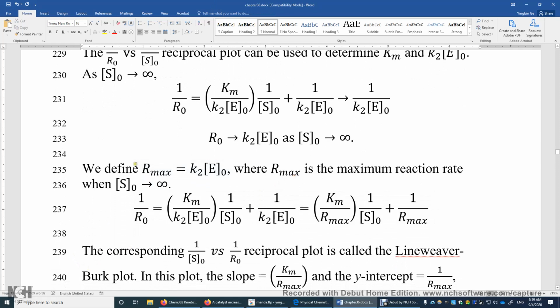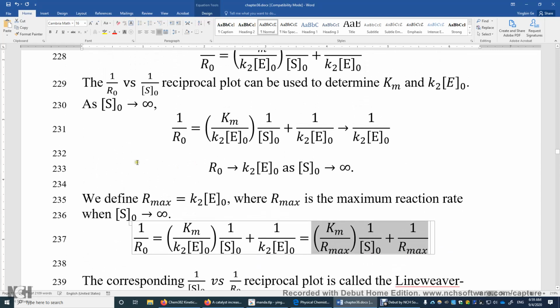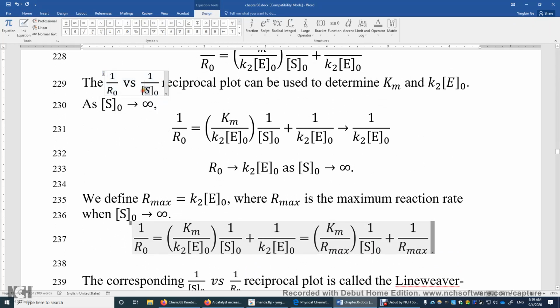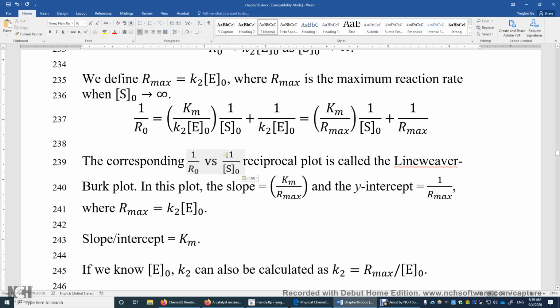The reason we define this R max is, again, to simplify this equation. Now 1 over R naught is simply this. The intercept is 1 over R max. The slope is Km over R max. Alright, and again, we can just make this 1 over R naught versus 1 over S naught plot. Sorry about this. This should be a regular font. By the way, 1 over R naught should be the vertical axis. 1 over S naught should be the horizontal axis.